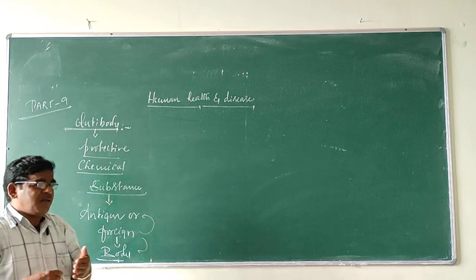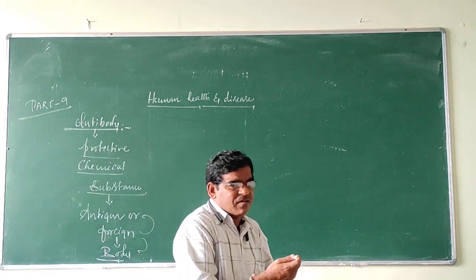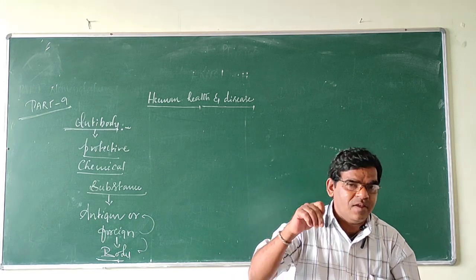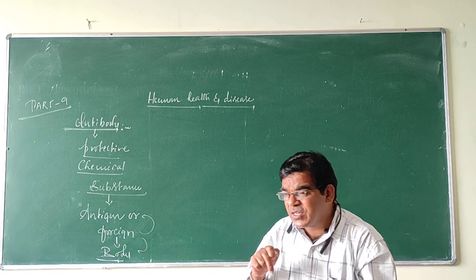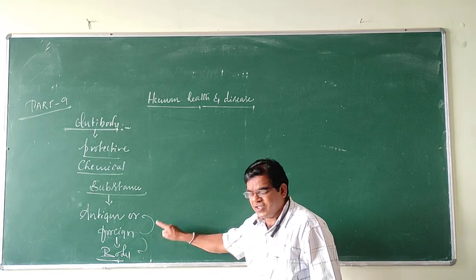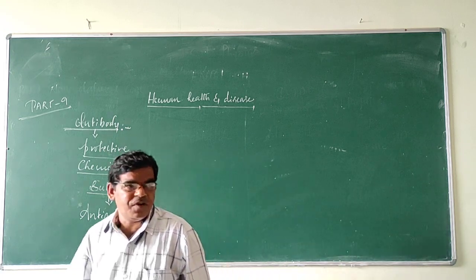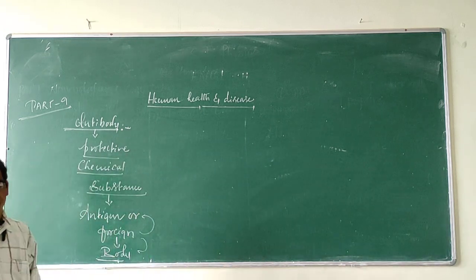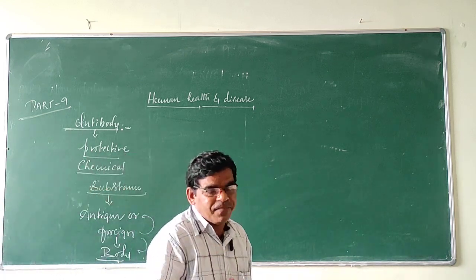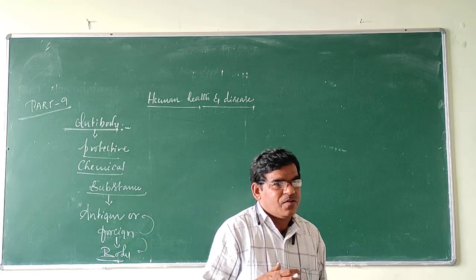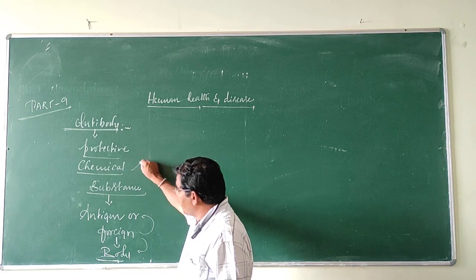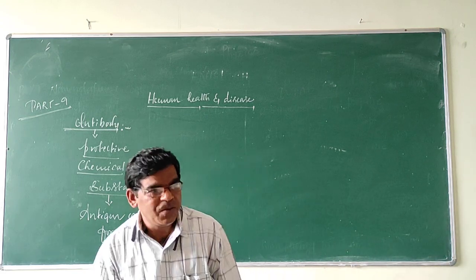So it means the antibodies are produced in response to the presence of antigen. That's called antibodies. In previous classes, I have discussed in depth the structure of antibody. Antibody is generally a protein molecule, a protective protein or chemical molecule.